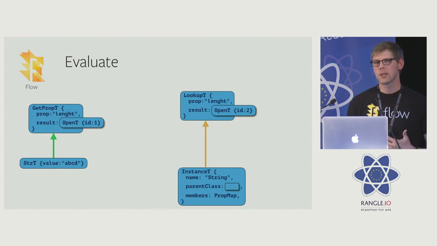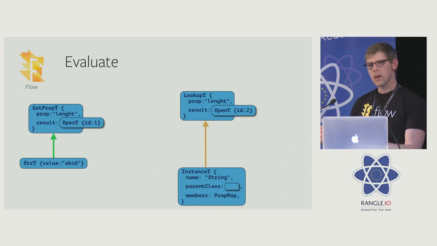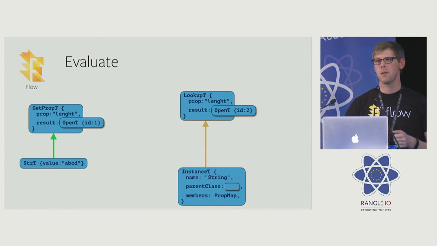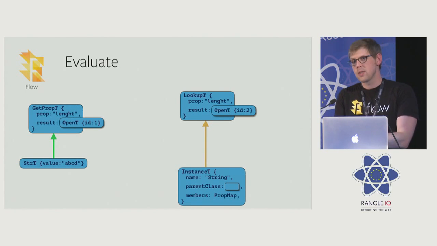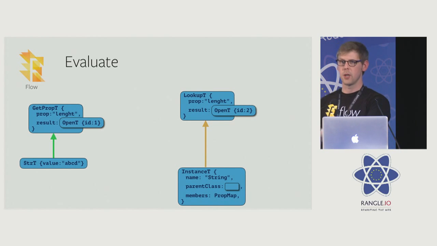The difference between lookup t and getPropT is very subtle, and it's just that lookup t looks up the prototype chain. So getPropT pulls a property off of an object. Lookup t looks to see if there is one. If there is, it pulls it. If there's not, it goes up the prototype chain, and then it recurses, right?